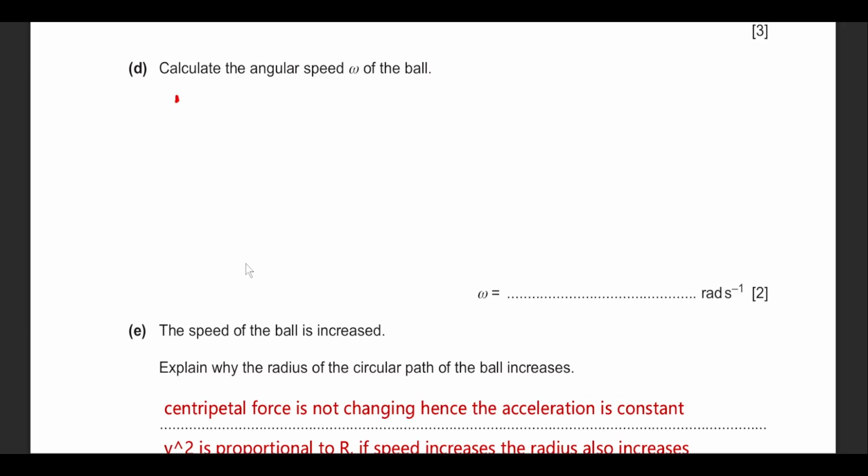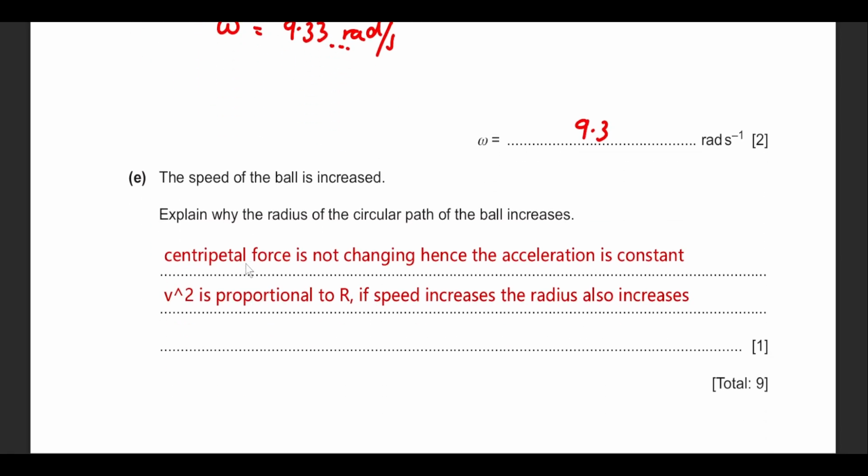That is v equals r omega. v was known to us, which is 1.4. r is 0.15. Omega is what we're supposed to find. Omega is equal to 9.33 radians per second. It's a recurring decimal, and to two significant figures, that will be 9.3.